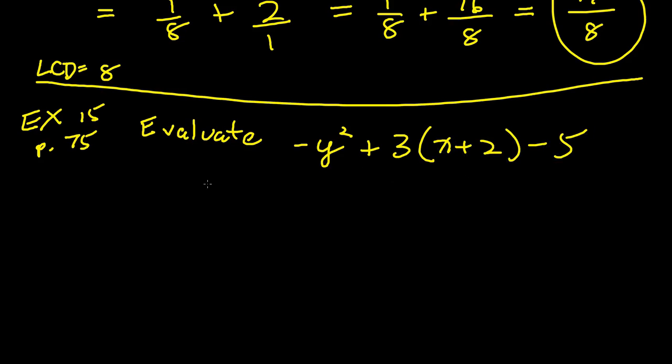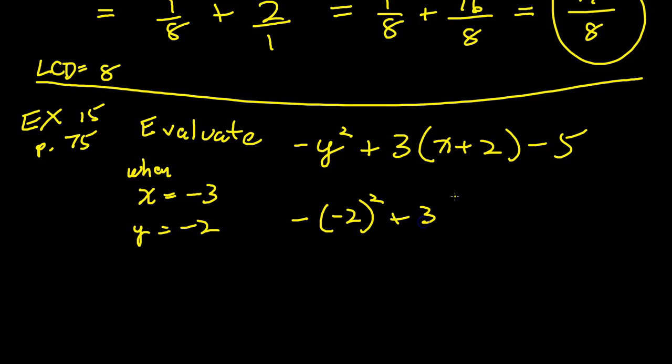So we've got 2 variables involved in this expression, but don't panic. I'll say when x is minus 3, and y is negative 2. That means wherever I see a y, I plug in a minus 2, and wherever I see an x, I plug in a negative 3. So let me rewrite this expression, making those substitutions, and now I'll grind it out according to my order of operations.